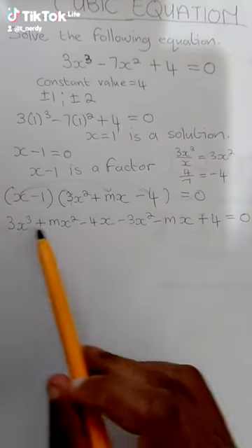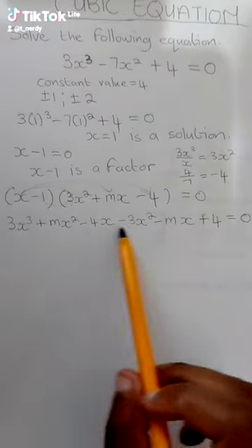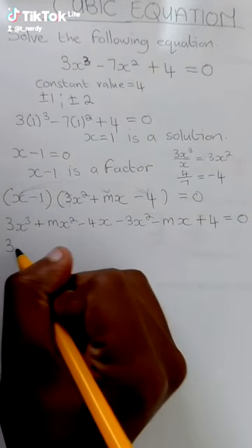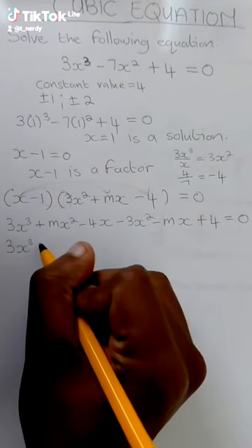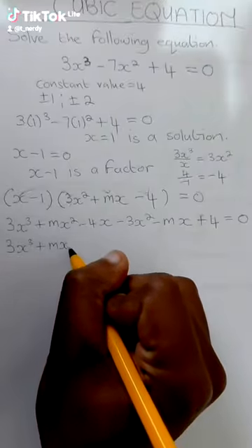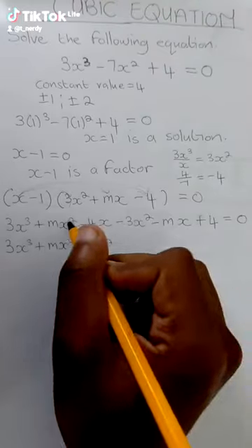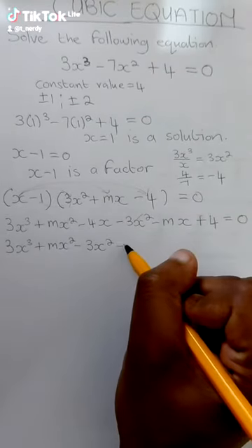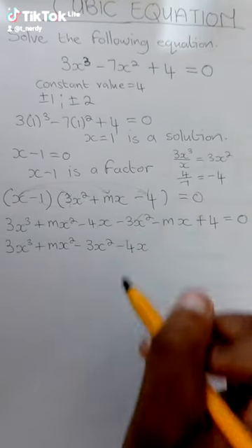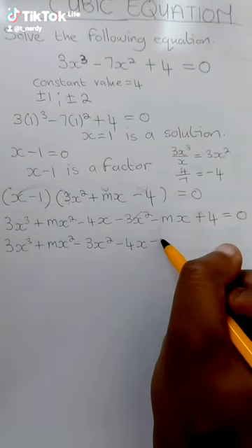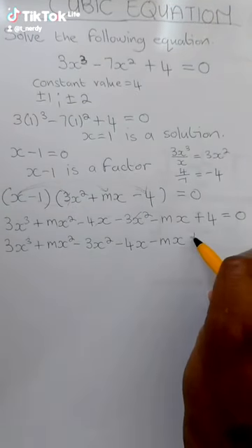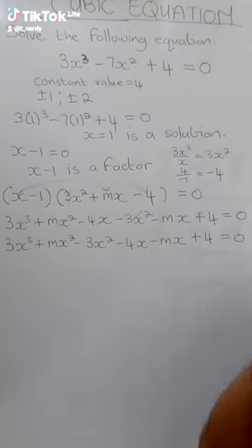And then now that we have all of this, we can therefore group all the like terms together, which I'm going to say 3x cubed plus mx squared minus 3x squared. So I'm just taking that term and that term, and then minus 4x, which is this term, grouping it with minus mx, plus 4 is equal to 0.